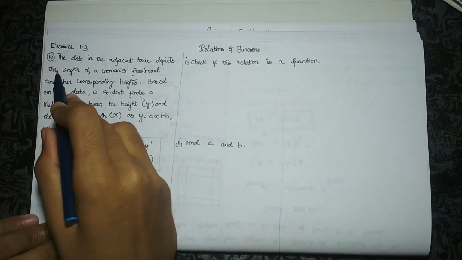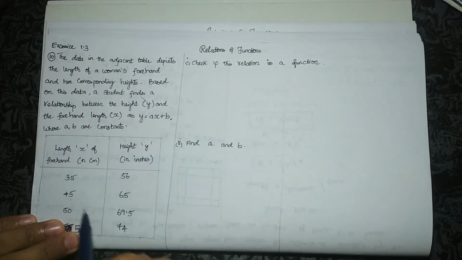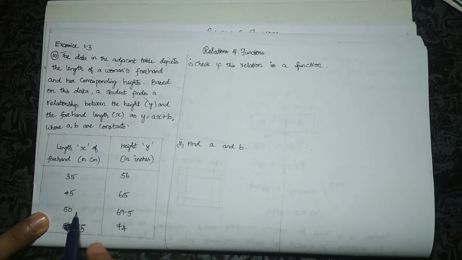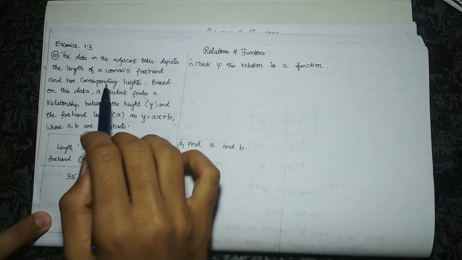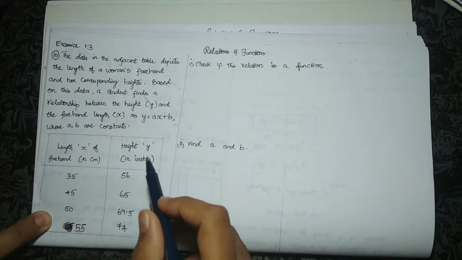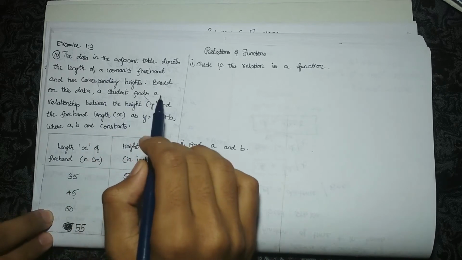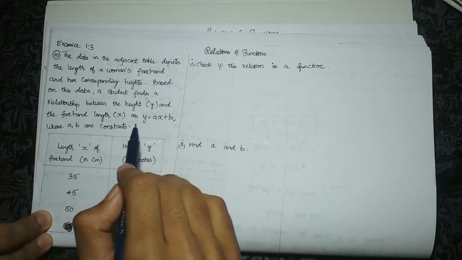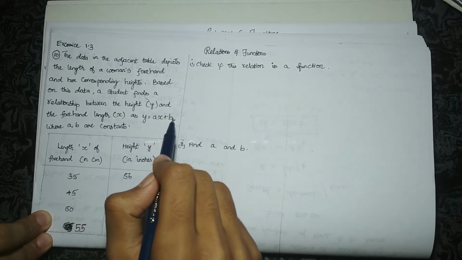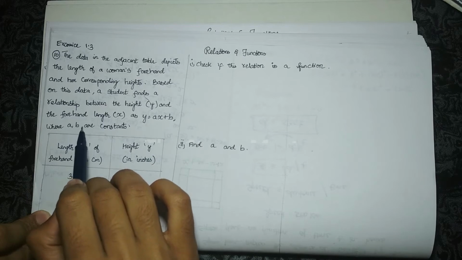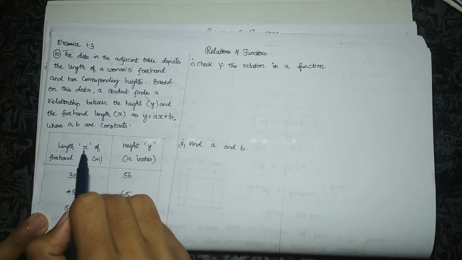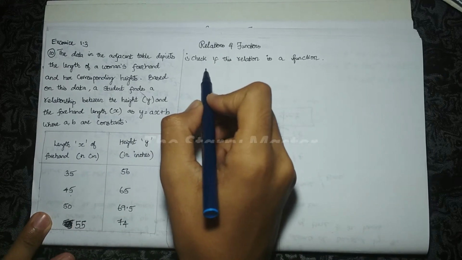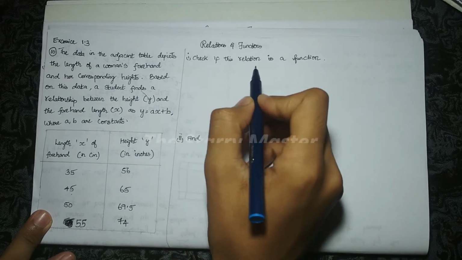Here in the 10th question, the data in the adjacent table depict the length of women's forehead. Length of women's forehead are given in this column and her corresponding height are given in this column. Based on this data, a student finds a relationship between height y and forehead length x as y is equal to ax plus b, where a, b are constants. So length is x and height is y. First question: check if the relation is a function.